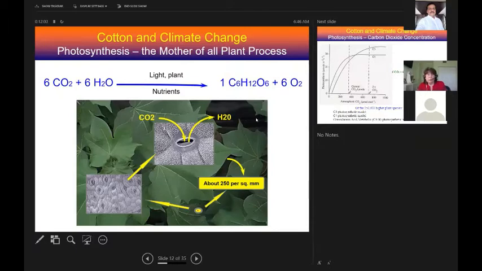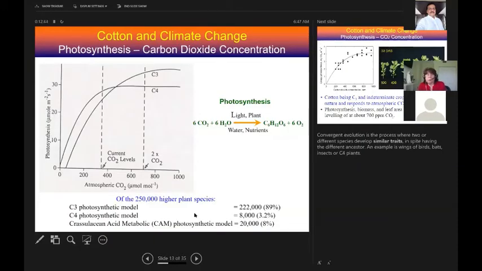So first, I would like to present something mostly on photosynthesis. As we all know, photosynthesis is the main process that utilizes carbon and water and converts sun energy into usable carbohydrates. If you put a dot on any cotton leaf, it has more than 250 stomates per millimeter, almost like a dot has that many stomates. These stomates open and close depending upon the environmental conditions.